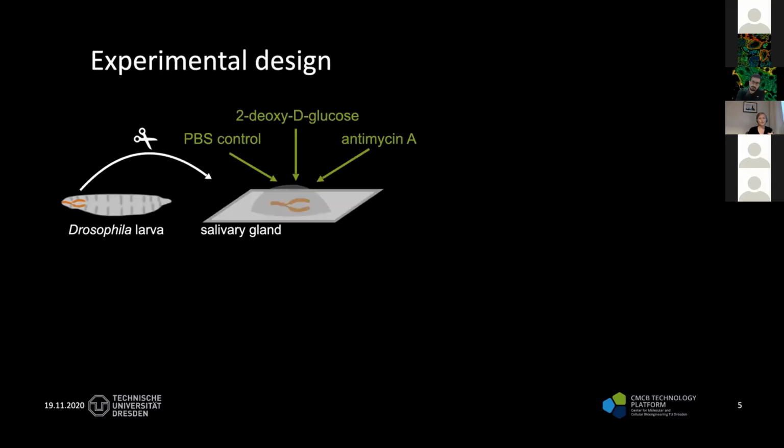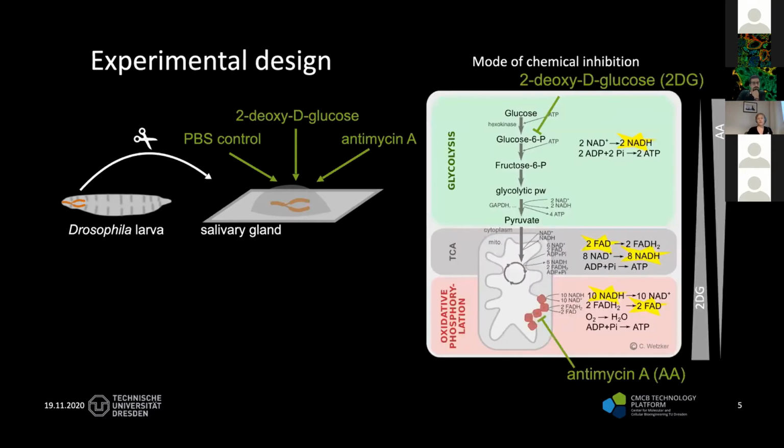We're dissecting salivary glands from the Drosophila third instar larval stage, and we expose them either to just PBS as a control sample, or alternatively to one of 2 metabolic inhibitors. The first one is 2-deoxy-D-glucose. Coming back to the scheme of glycolysis and oxidative phosphorylation from the very beginning, 2-deoxy-D-glucose, in short 2-DG, is an inhibitor of glycolysis as a competitive inhibitor of glucose, meaning that this should reduce the amount of ongoing glycolysis.